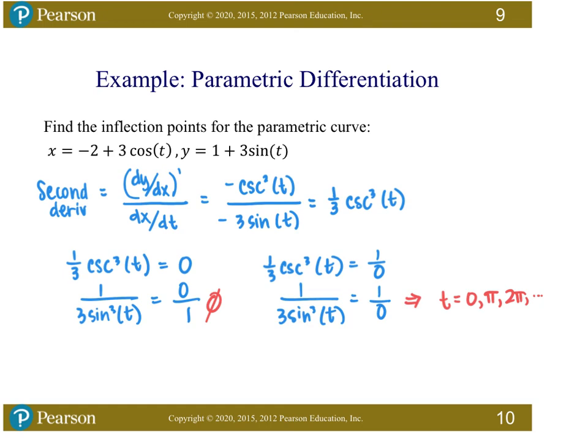So if we want to actually know the point, we'll plug the parameter of time back in. So if I plug 0 or 2 pi, again, this is going to give me those east and west poles. So I either have 1 or I have -5, and then the y value is 1.